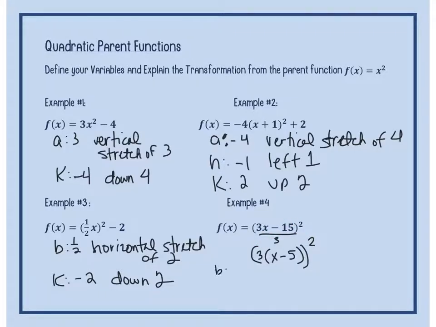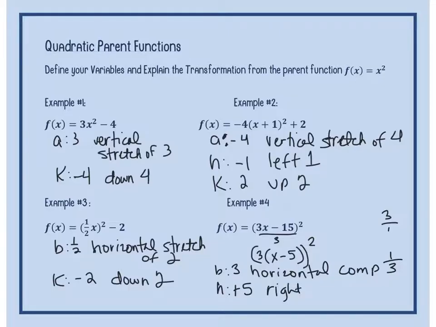So B is 3, which means it has a horizontal compression of the reciprocal. Well, what's the reciprocal of 3? Right now it's 3/1 because every whole number is over 1. Take the reciprocal and it's 1/3. H is going to be a +5, so this graph is going to the right 5.